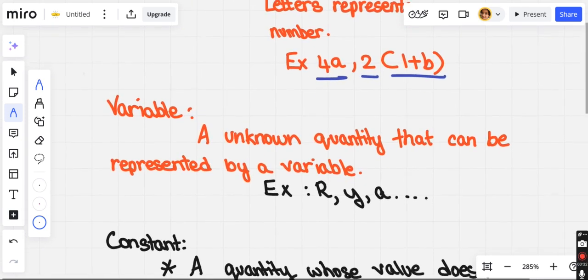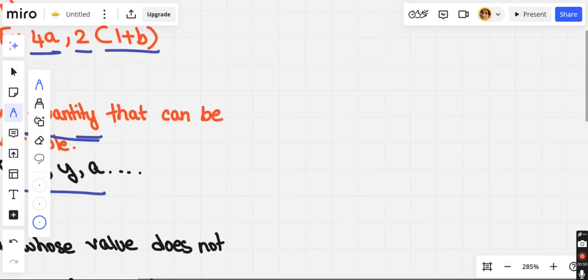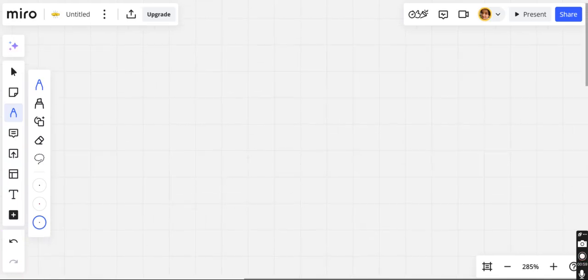First, let's see the meaning of variable. An unknown quantity that can be represented by a letter is a variable. Example: x, y, a. Let me explain about variable first. Mostly you hear the word variable in the subject of coding. So I'll teach you what a variable is. A variable is when you hide a number using a letter.